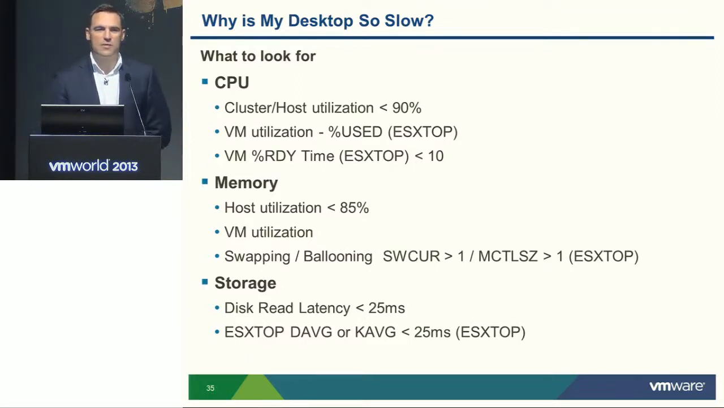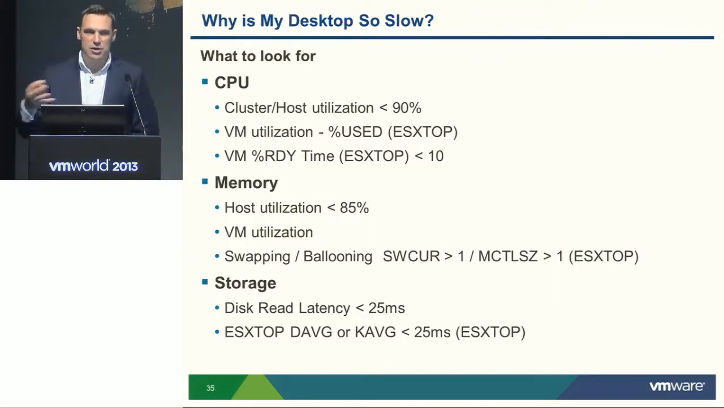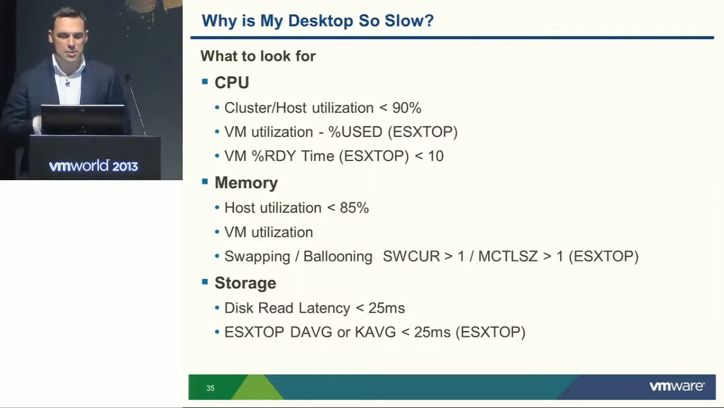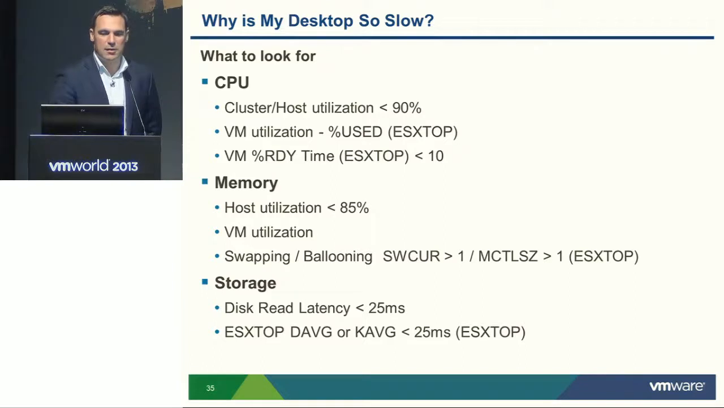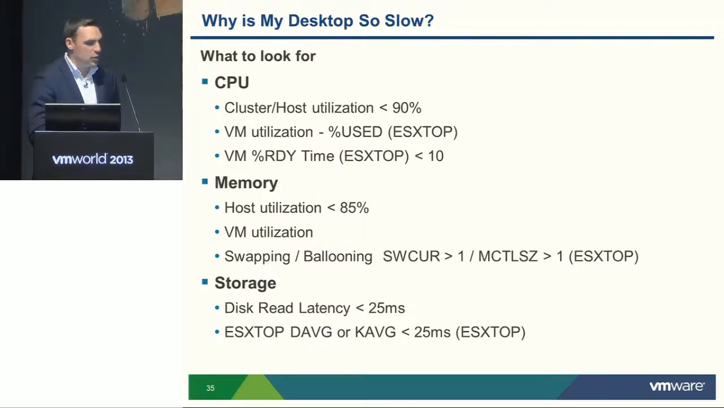We can see that sometimes if people are running Java-based applications within the virtual desktop, they can consume a lot of memory because Java has its own memory management systems in place where we can't swap that memory out. So just keep an eye on that. Swapping and ballooning levels on ESX. And then finally, of course, storage. Disk read latency is super important in a VDI environment. You need to make sure you check that. And here are just some of the things within ESXTOP that you would check.